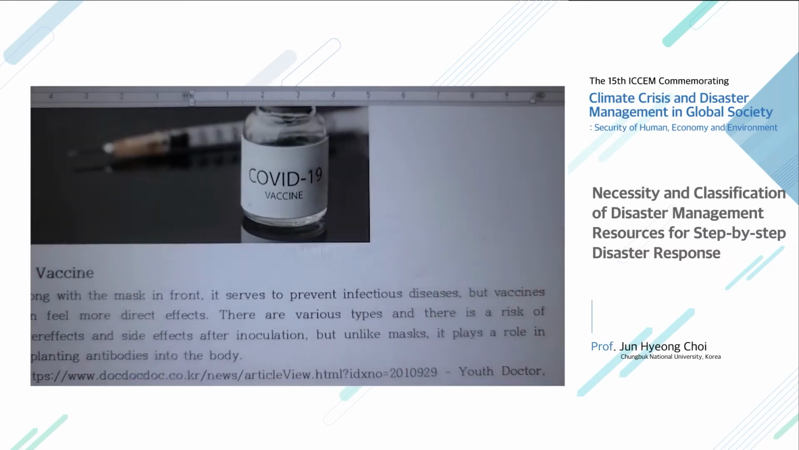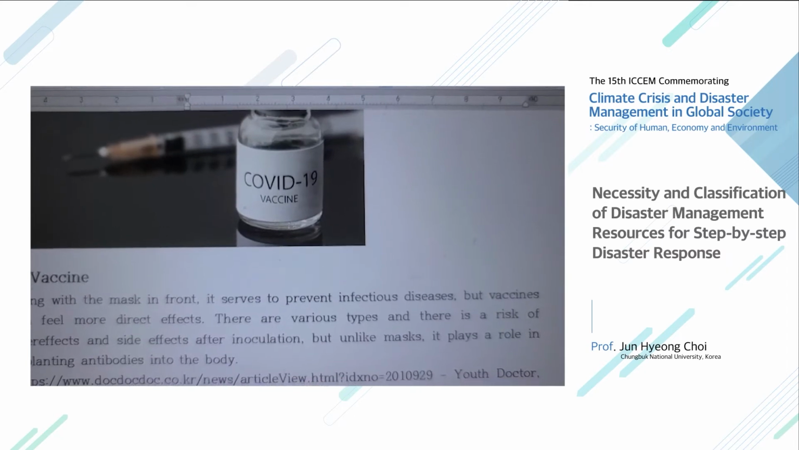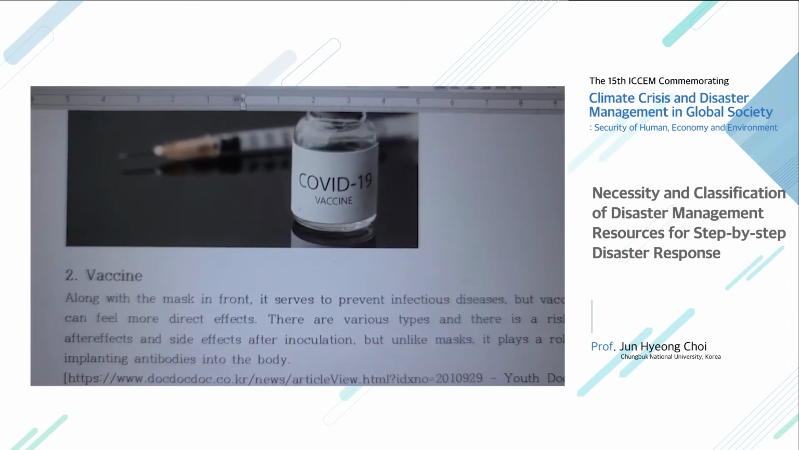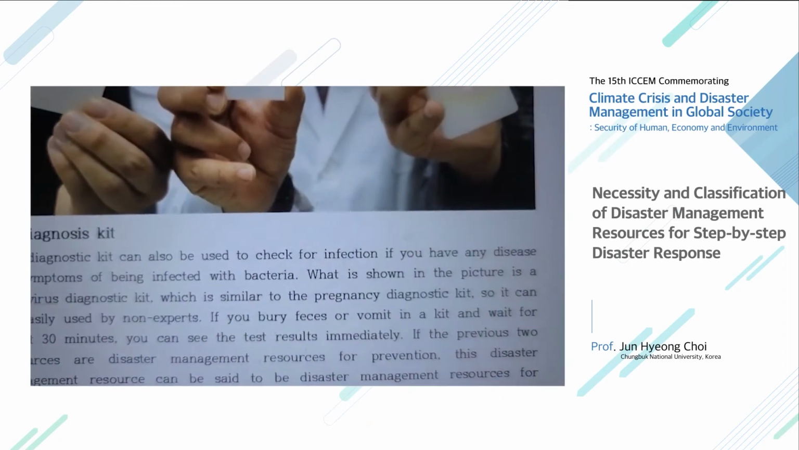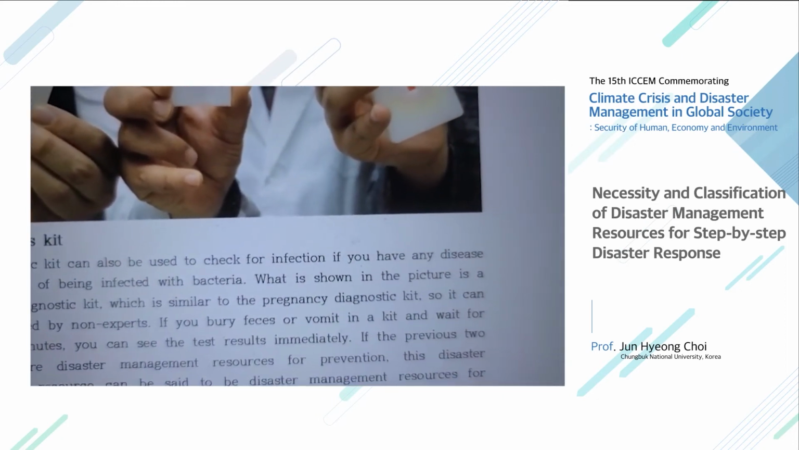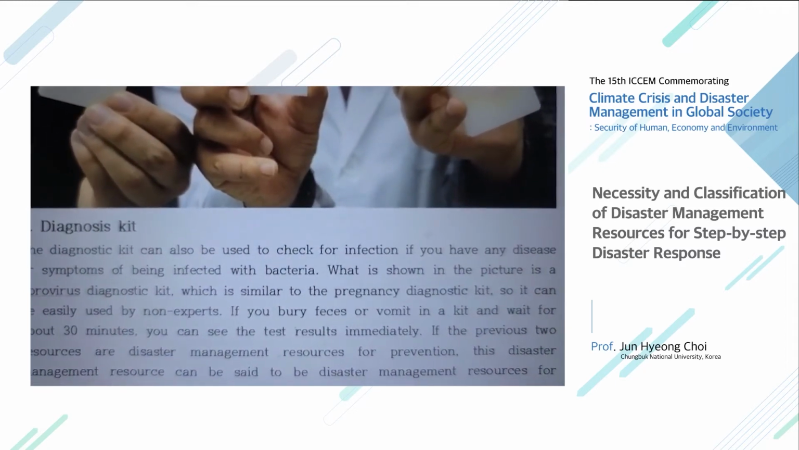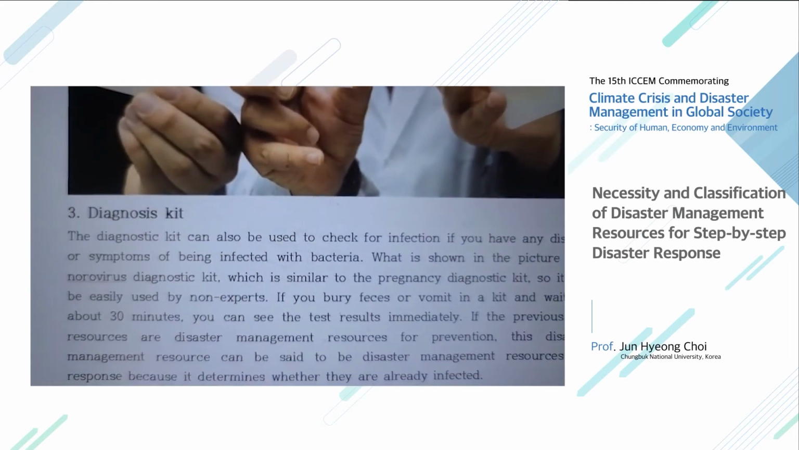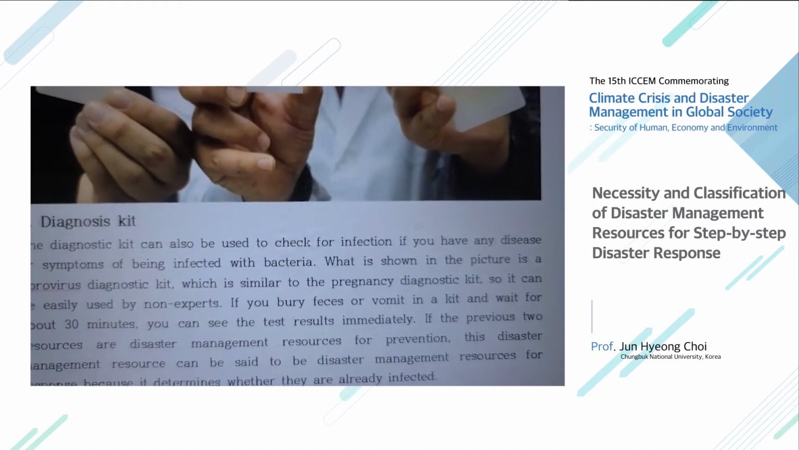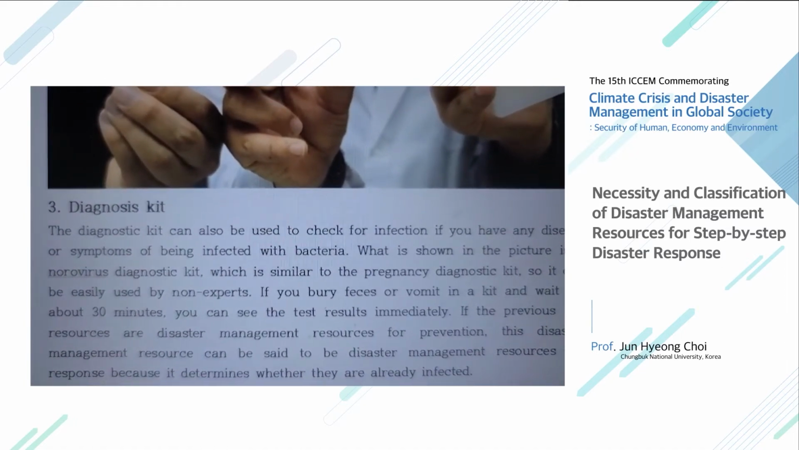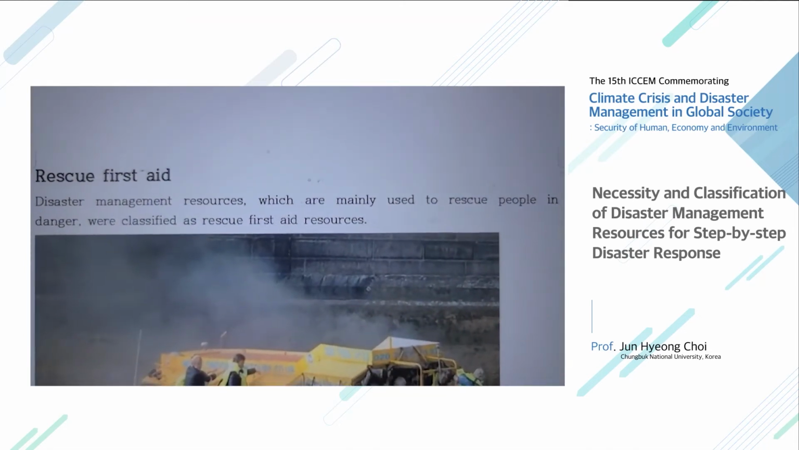And the second is the vaccine. Like the mask before it, it serves to prevent infectious disease, but vaccines can have more direct effects. And third is the diagnosis kit. The diagnosis kit can be used to check for infection if you have any disease or symptoms of being infected with bacteria. What is shown in the picture is a norovirus diagnostic kit, which is similar to a pregnancy diagnostic kit, so it can be easily used by non-experts. And third is rescue and first aid.